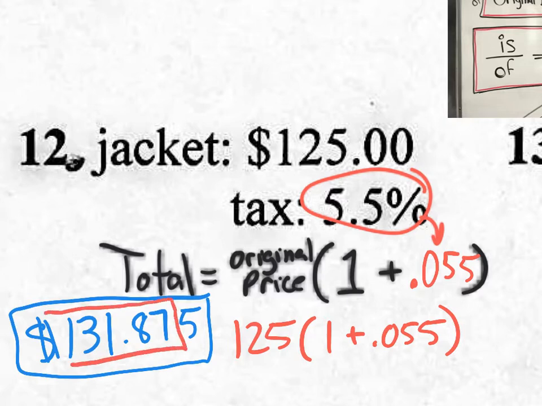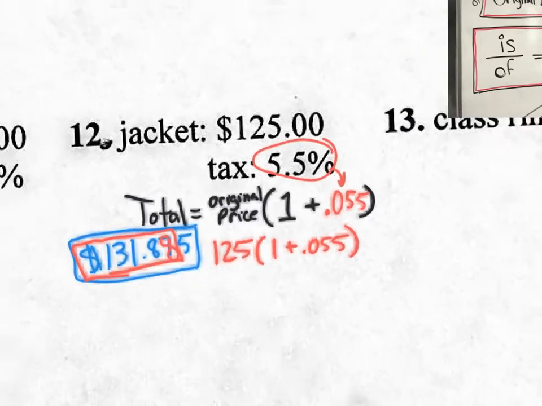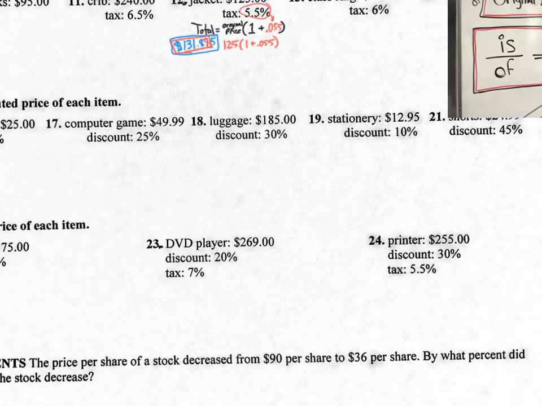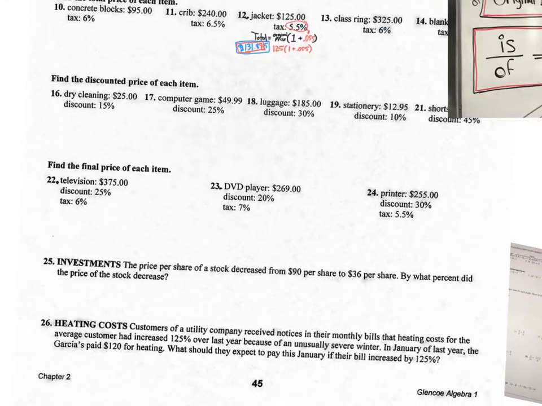Now notice that third digit right there is a 5, so that 7 has to change to an 8. So it's $131.88. If you don't do that, you don't get full credit. So this is definitely going to be on there on the quiz tomorrow. Let's go to the most interesting type of question on the quiz tomorrow.